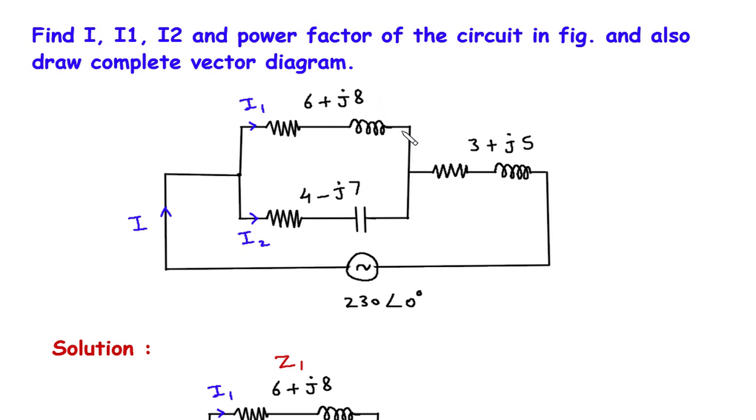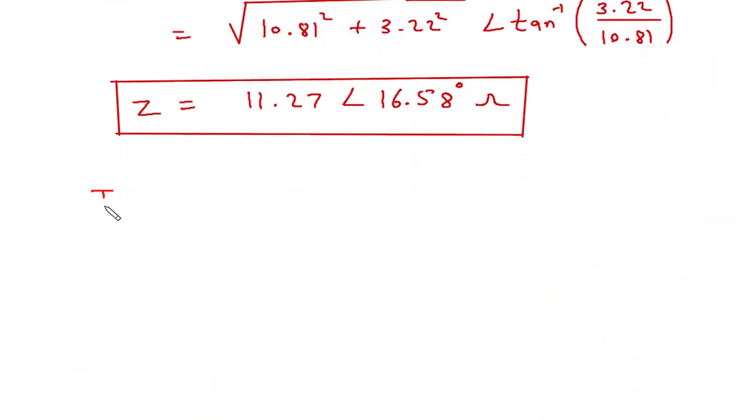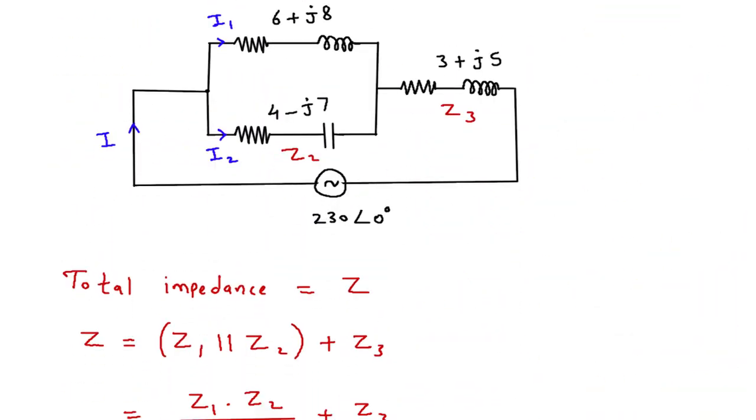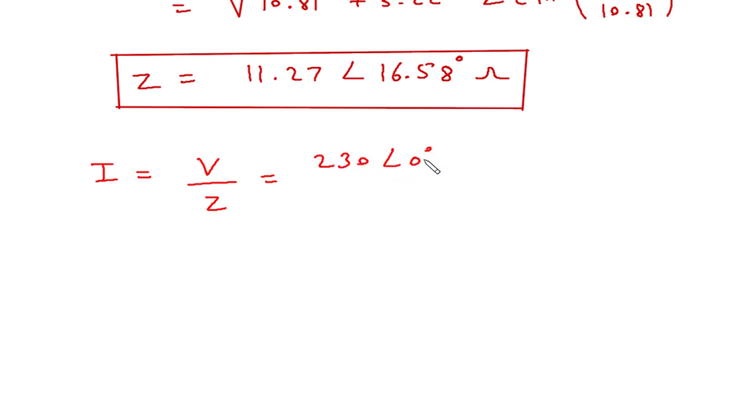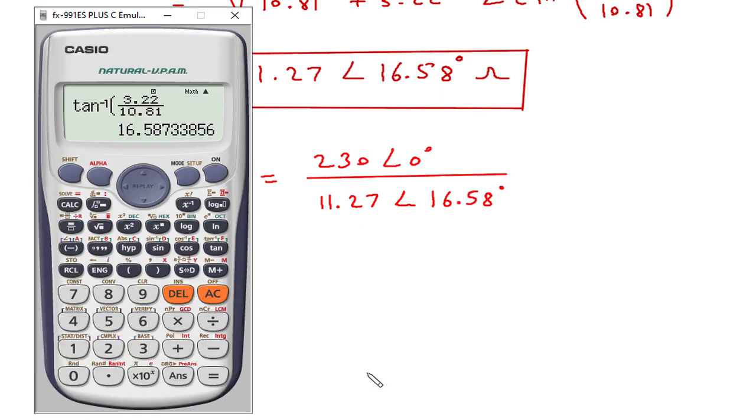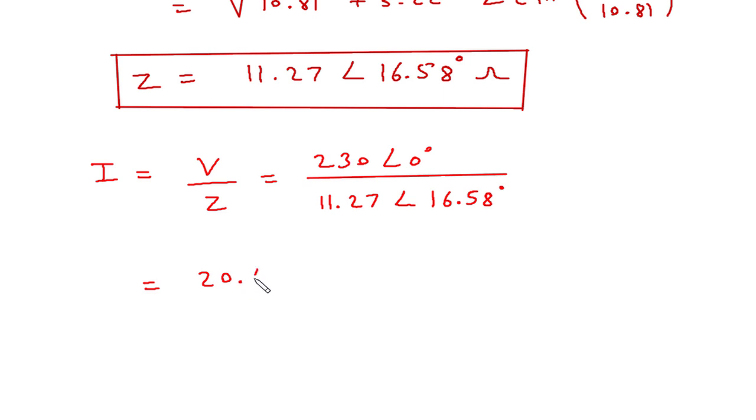Now we have the value of total impedance Z and voltage V, so we can find the value of I. I will be equal to V upon Z. The value of voltage is 230 at an angle of 0 degree, divided by impedance 11.27 at an angle of 16.58 degree. So 230 divided by 11.27 is 20.40, at an angle of 0 degree minus 16.58, so minus 16.58 degree. So this is the value of current I, and its unit will be ampere.